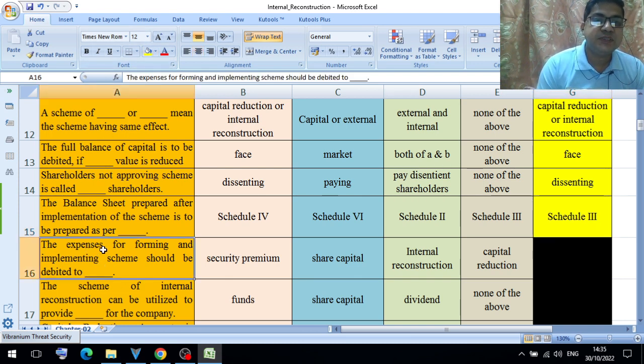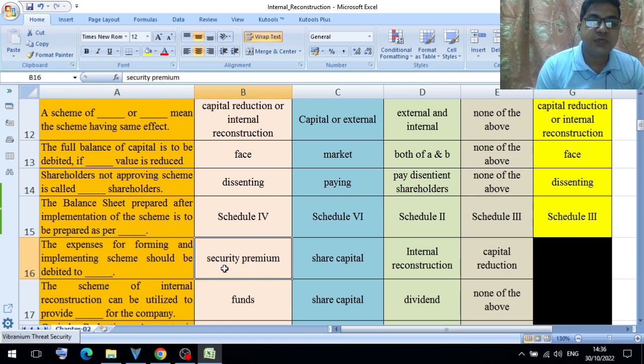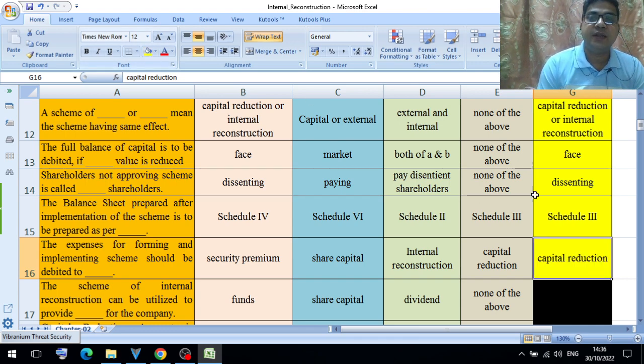The expenses for forming and implementing the scheme should be debited to dash. Option A, security premium. Option B, share capital. Option C, internal reconstruction. Option D, capital reduction. The answer is capital reduction.